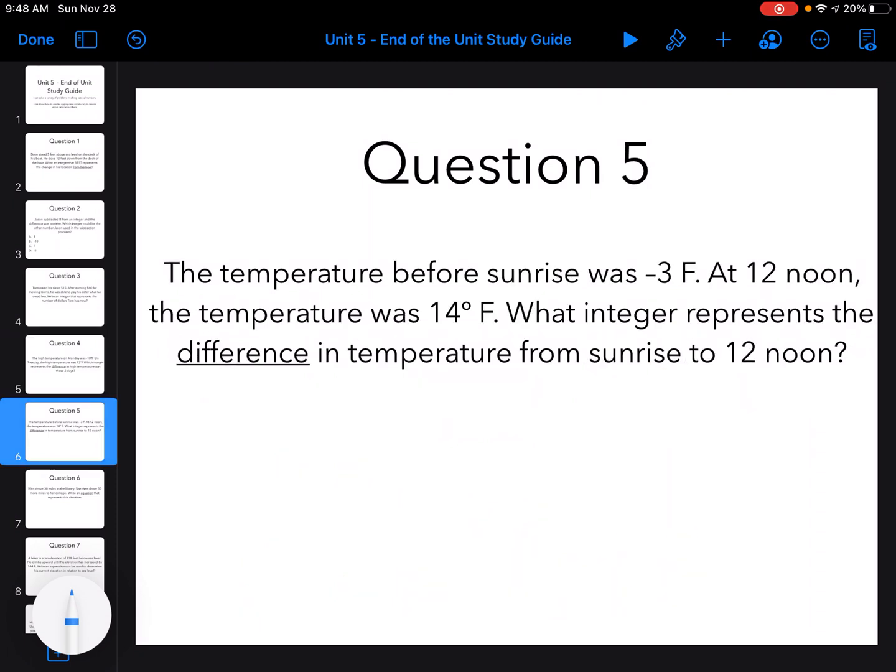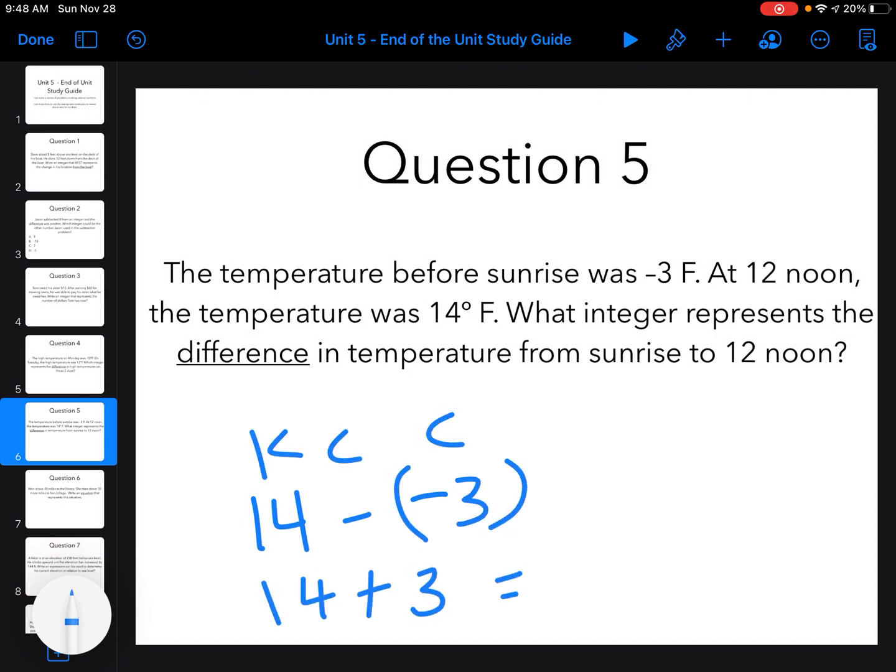The temperature before sunrise was negative 3. At noon, the temperature was 14. What integer represents the difference in the temperatures from sunrise to noon? So I have 14 minus negative 3. Keep, change. 14 plus 3, I have 17.